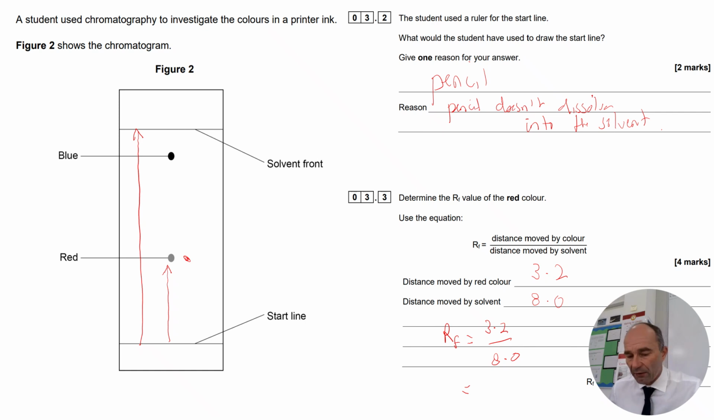Put those numbers into your calculator and it comes out quite nice as 0.4, and you're getting 4 marks for that. So you get a mark for each of your measurements. You get a mark for putting them into the RF formula, and the 4th mark for getting the correct answer on that one. So well done if you got 0.4. Remember, with RF value, the value can never be greater than 1. You can't have your colour moving further than the actual solvent. So if you end up with something above 1, flip your numbers the other way, and the chances are you'll probably get it the right way around after that.